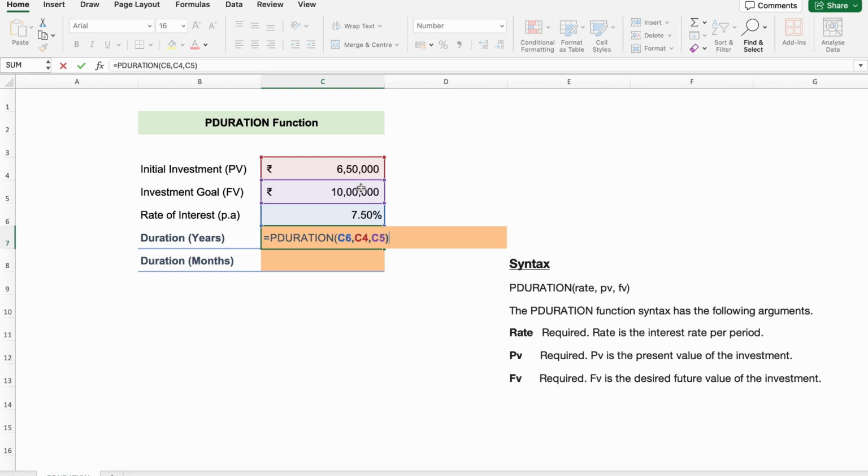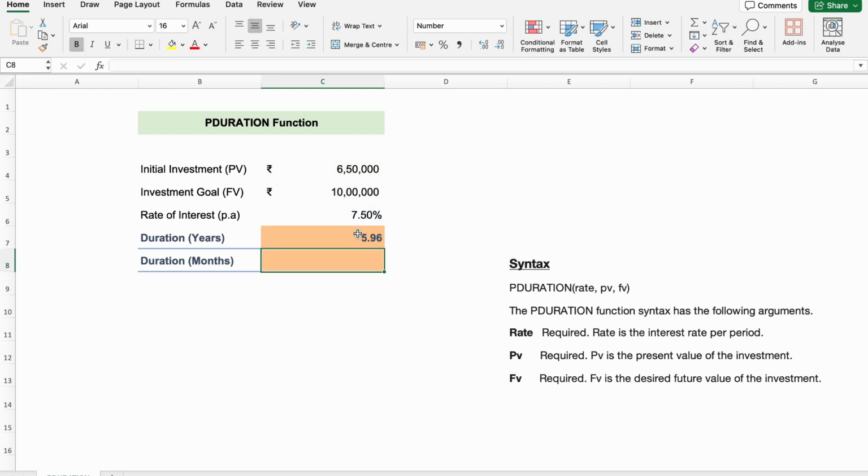If I press enter, we get 5.96 here. So my friend, who is investing 6,50,000 rupees in a bank at a rate of interest of 7.5% per annum compounded annually, will take around 5.96 years for his investment to reach the goal of 10 lakh rupees. Now, instead of compounded annually, suppose it is compounded monthly. In that case, what will be the number of periods?